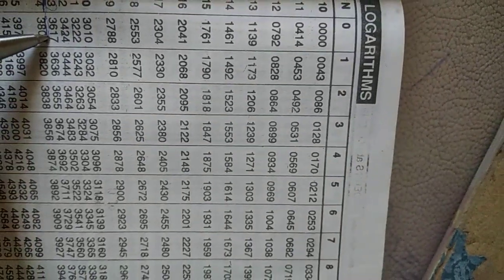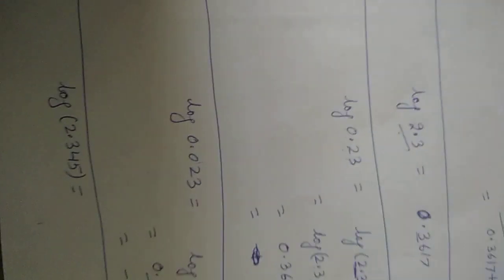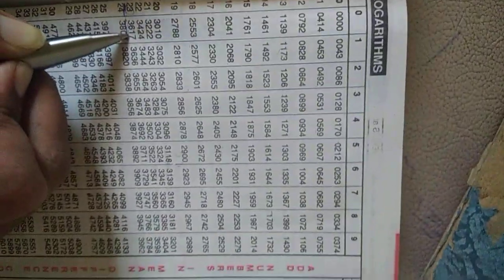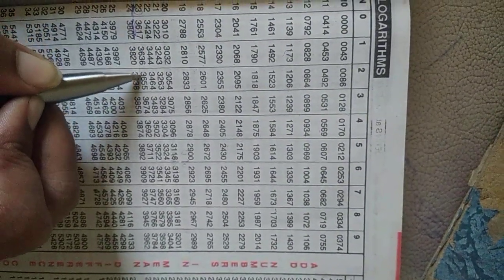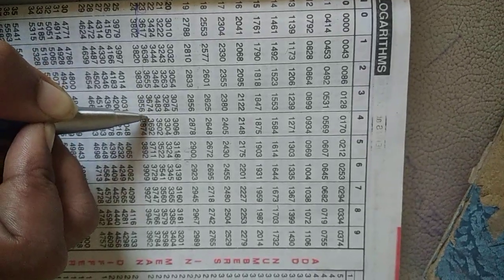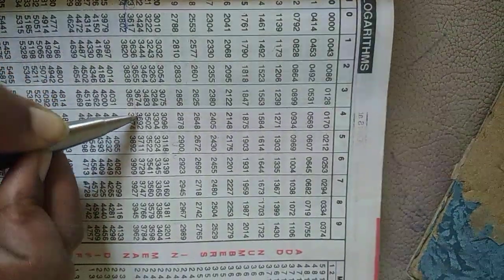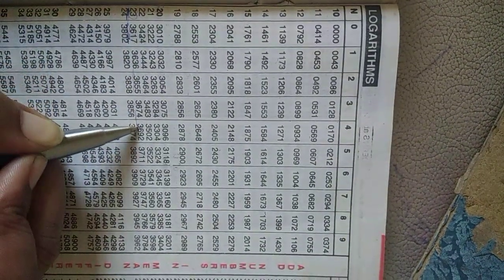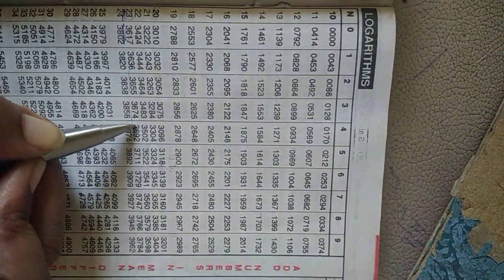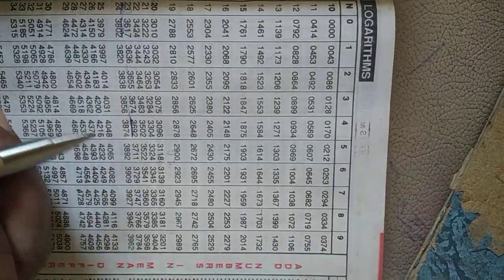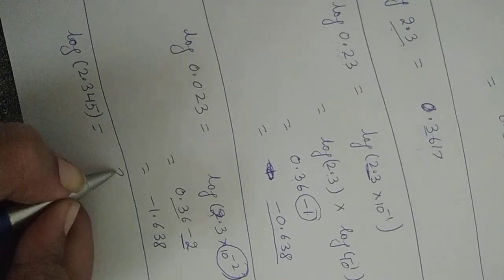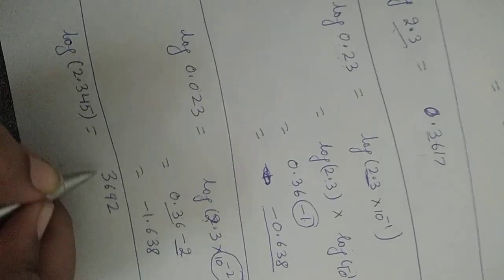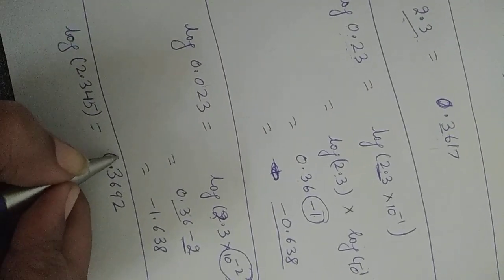But after 23 we have here 4. So you will drag this value, keep on going in this line. We stop ourselves at 4. Here in the line of 23, drag where you find 4. So mark this. This is 3692, and obviously it will be 0.3692.